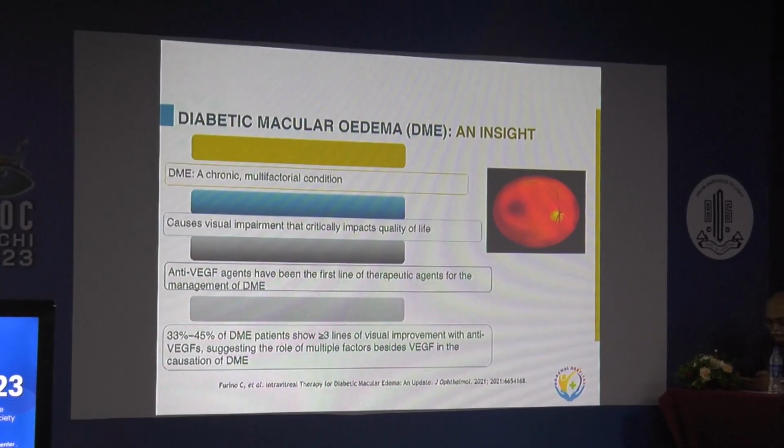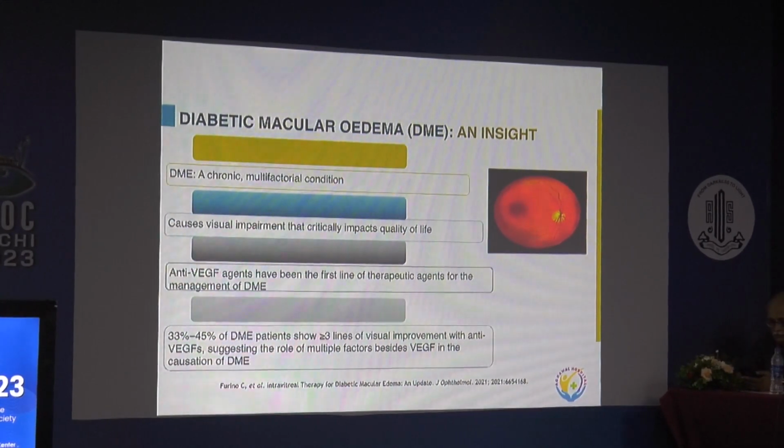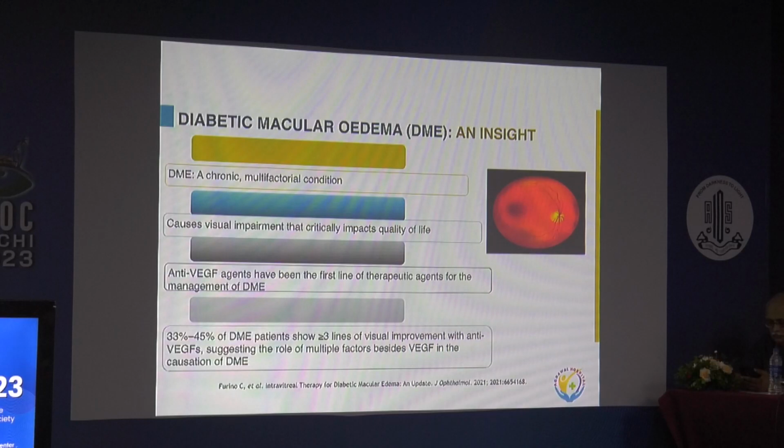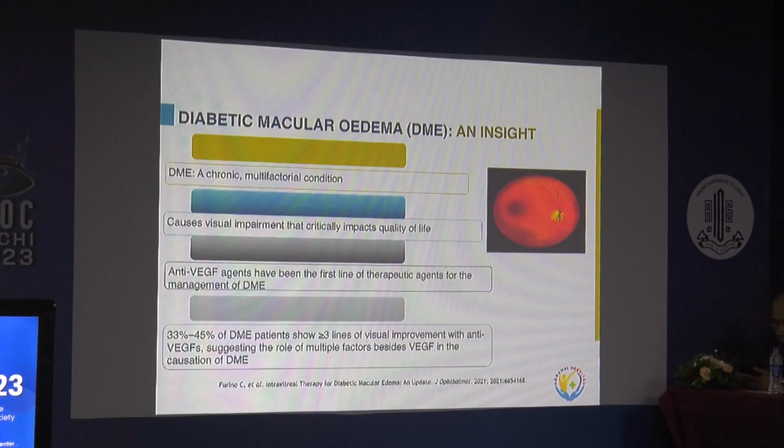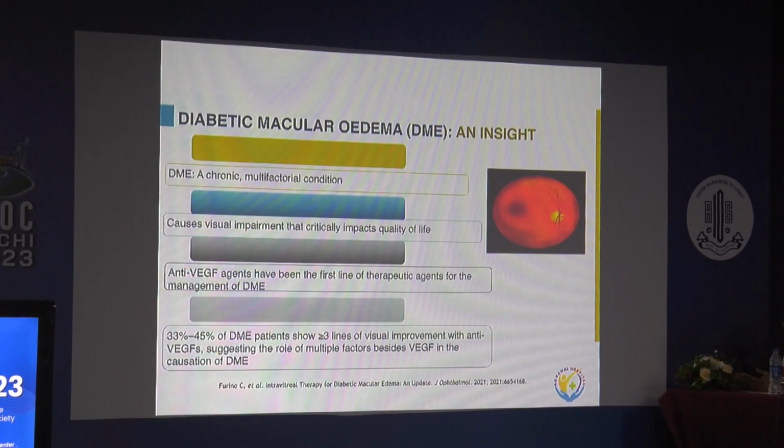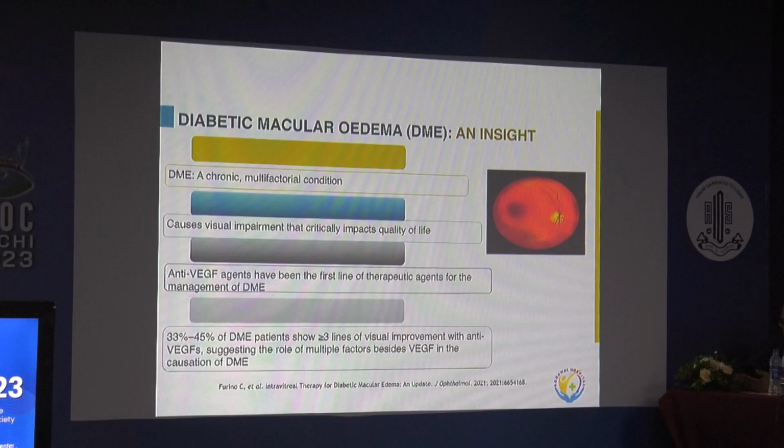So as we all know, DME is a chronic multifactorial condition. It causes visual impairment that critically impairs the quality of life in the working population. Anti-VEGF agents traditionally, and still, are the first line of therapeutic agents for the management of DME.